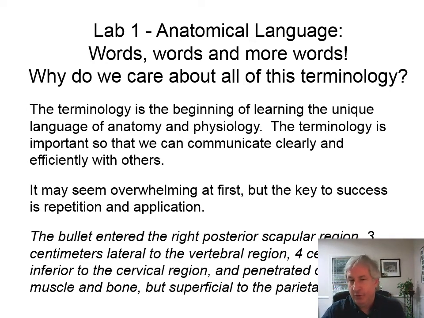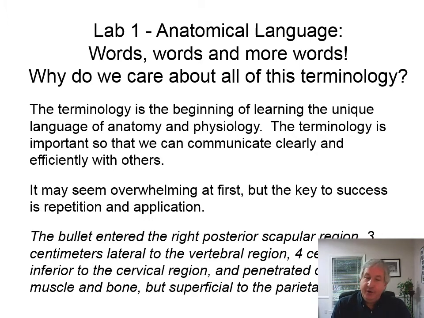So I'm going to give you, you won't be able to see this because my camera image is in the way, but I'm going to read this to you. And by the end of class, you'll actually understand what this next paragraph means. It may seem overwhelming, but try doing repetition and applying those words to things that you see in your own body, and you can learn it a whole lot easier. So the bullet entered the right posterior scapular region, 3 centimeters lateral to the vertebral region, 4 centimeters inferior to the cervical region, and penetrated deep to the muscle and bone, but superficial to the parietal pleura. By the end of this class, you'll understand what that means.